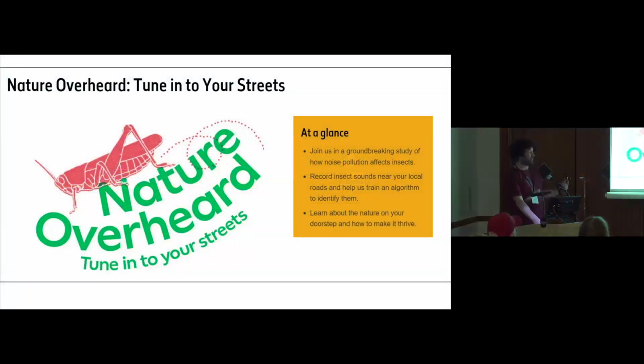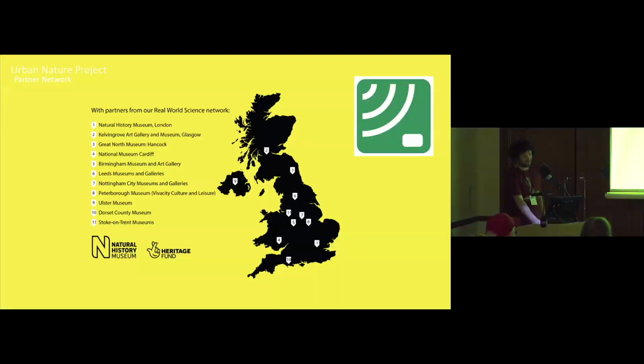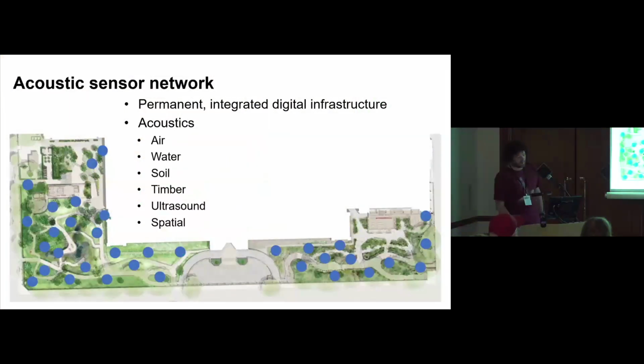So some quick examples of what we're doing in ecoacoustics work. This is our citizen science project, which is looking at insects and road noise. We have all of these partner sites across the UK, with AudioMOTHs, which are tiny little battery-powered sound recorders. And in our new museum gardens, please do come and visit. We've got this hardwired data network with lots of sensors.